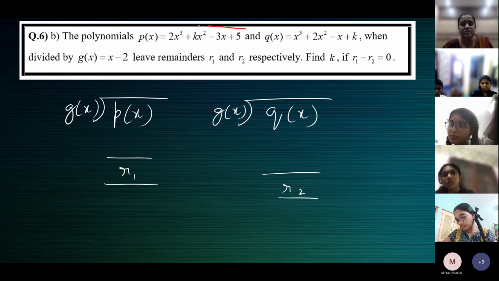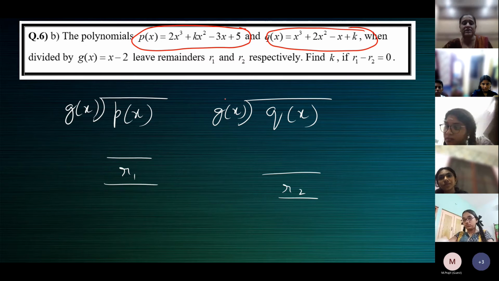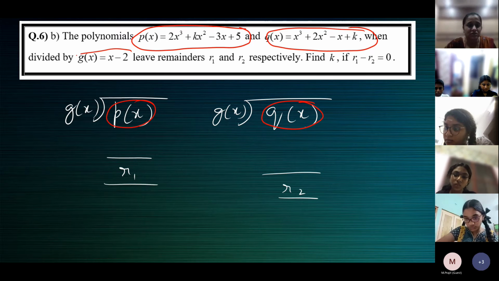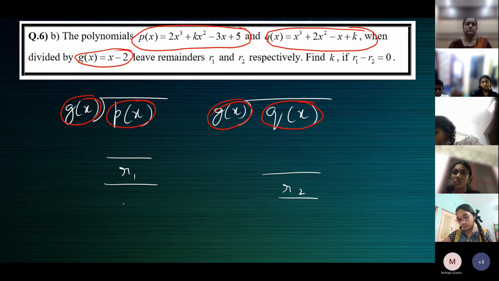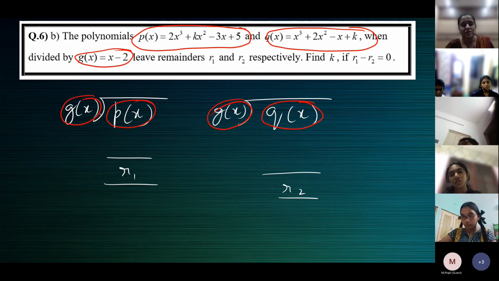There are two dividends. P of x is one dividend. Q of x is the other dividend. Two different dividends, but only one divisor, G of x. G of x is the only divisor for both. So P of x is divided by G of x, and Q of x is also divided by G of x. Remainder R1, remainder R2. That means G of x is not a factor of P of x or Q of x.